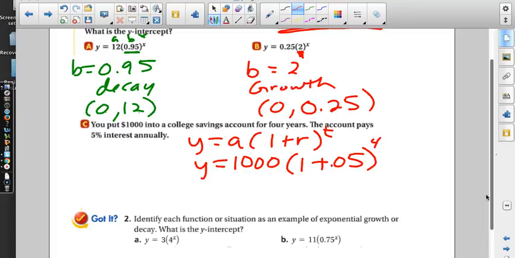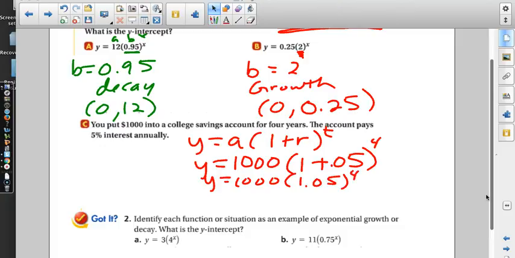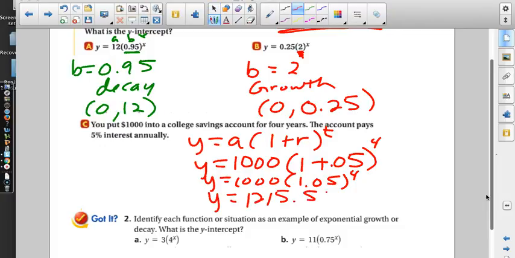Well, we'd follow the order of operations and add these two together. But then in the end, we'd grab the good old calculator and figure out what we have. So if you don't have a calculator, it's okay. I'll punch it in up here and you can watch. So we have 1,000 times 1.05 to the 4th. So $1,215 and 51 cents.